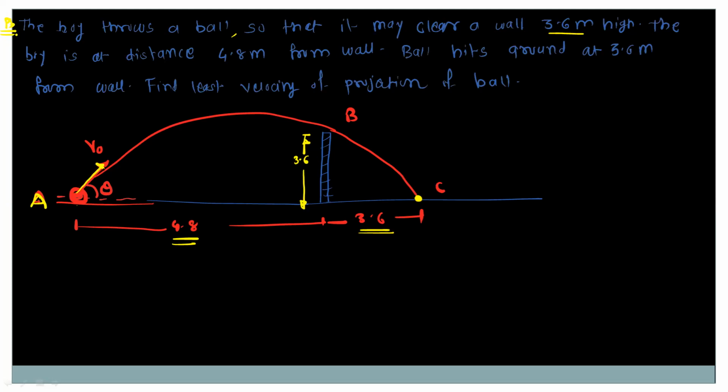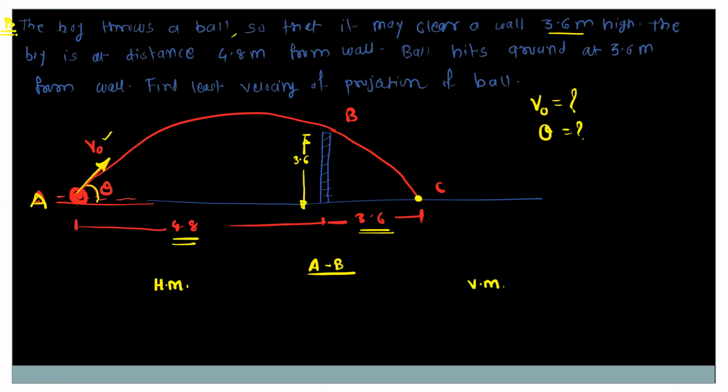So consider the initial velocity, that is the velocity of projection, as v naught, and the angle of projection with respect to horizontal as theta. Okay. So the question is we have to find out the velocity v naught. And also theta is not given. So we have to find out this theta value. So for that, we will first consider motion A to B. And for A to B motion, consider the horizontal motion and the vertical motion.